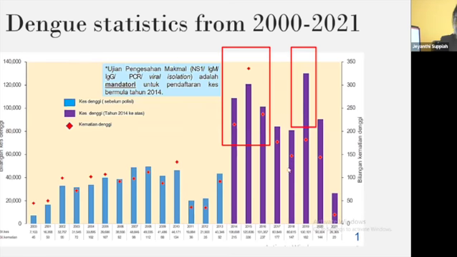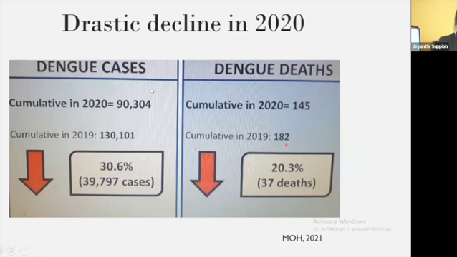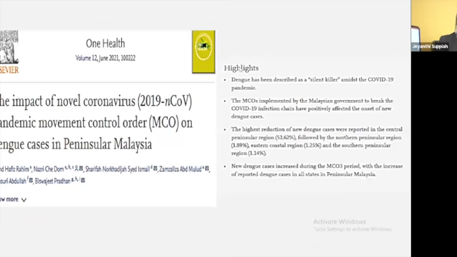After that, we saw a slight reduction, and it picked up again in 2019, and again there was a drop in 2020 till 2021. Here, to outline the drastic decline in 2020, the number of dengue deaths reduced by as much as 20.3%. One of the causes that could have contributed to why dengue reduced so much in 2020 is, of course, that we were having another issue, which is the COVID-19 pandemic.